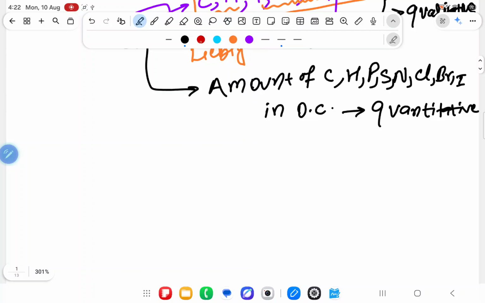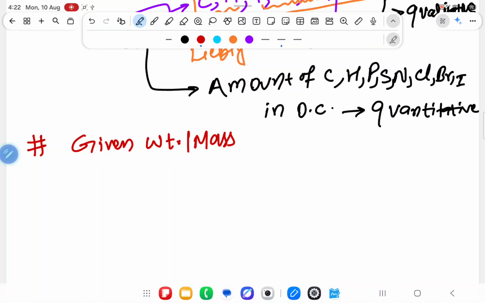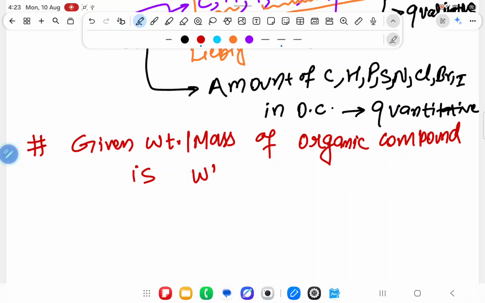Liebig has dictated us about the qualitative also, and in quantitative also Liebig has been dictated. Means what I am trying to say, first I will take the given weight, and you know that in chemistry weight and mass is same. So the given weight of organic compound is W gram. W gram is the given weight of organic compound.